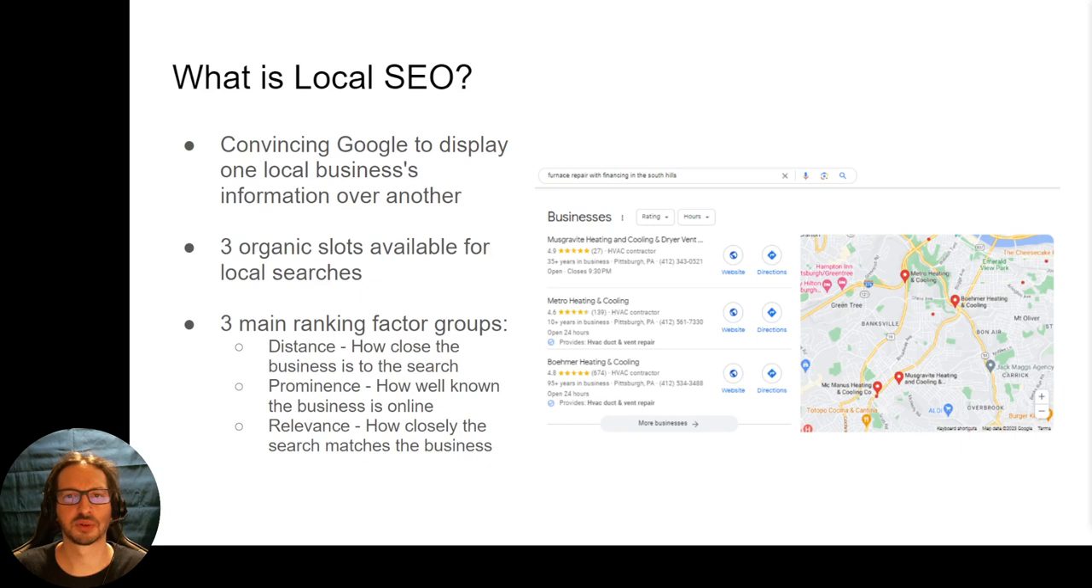Basically, there are 3 organic slots for local searches, which include both physical locations that customers can visit and service area businesses, which provide service to the searcher's location. A call button is also typically available for each listing on mobile.